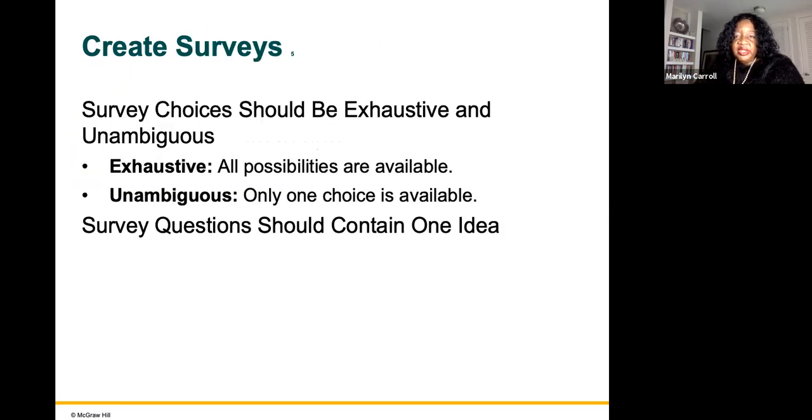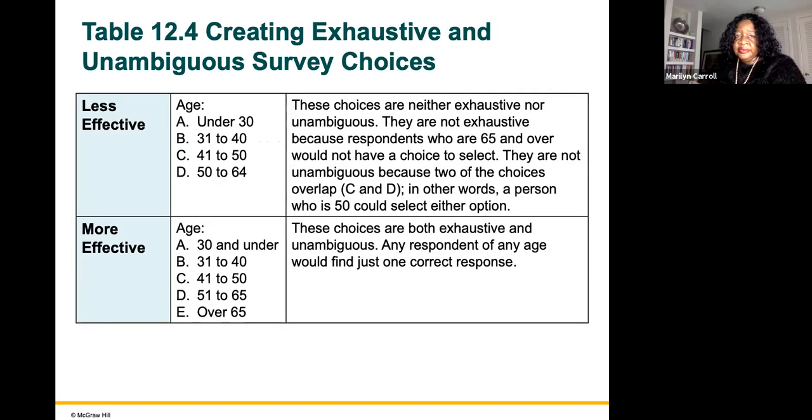Survey choices should be exhaustive and mutually exclusive. Okay, exhaustive: all possibilities are available. Mutually exclusive: only one choice is available. Survey questions should contain one idea. So creating the two, here we go. You see that? More effective. Every time we have less wording under these. And so you want to take a look at them and see how you would structure a survey question.